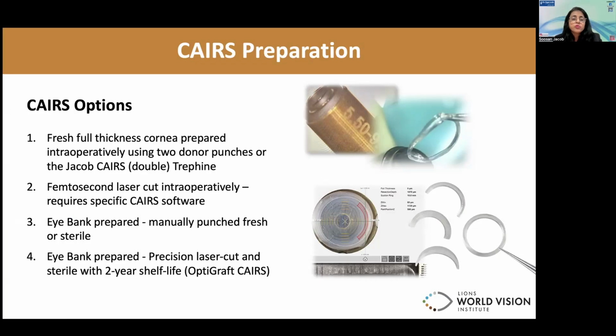I personally prefer to use my own trephine, which is the Jacob CARES double-bladed trephine. It is now available with Akriti in the USA. In addition, you can cut CARES with the femtosecond laser intraoperatively, but you do require specific CARES software for this.